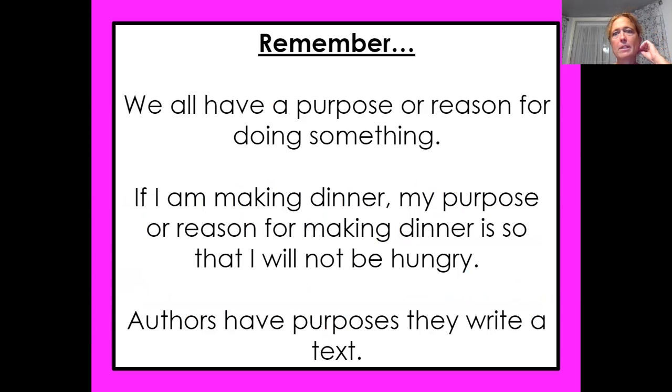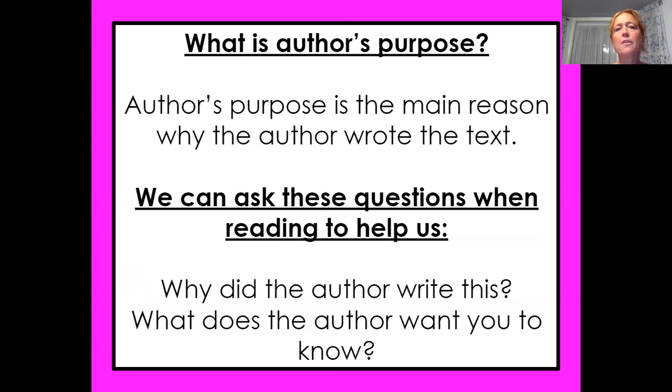We all have a purpose or a reason for doing something. If I am making dinner, my purpose or reason for making dinner is so that I will not be hungry. Authors have purposes why they write a text. Author's purpose is the main reason why the author wrote the text. We can ask these questions when reading to help us. Why did the author write this? And what does the author want you to know?